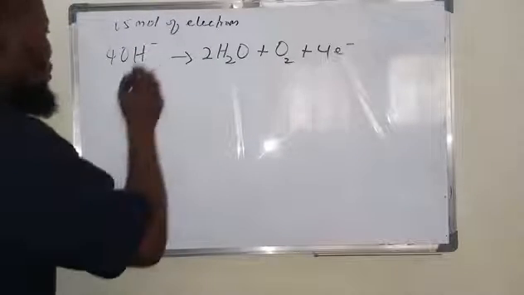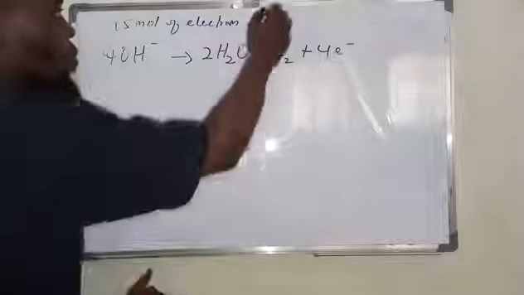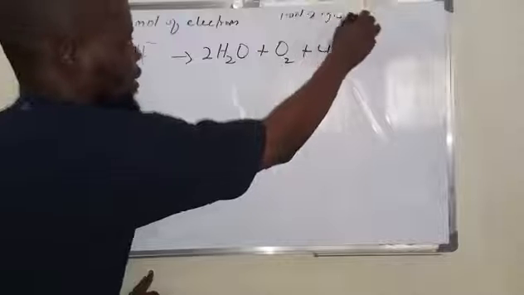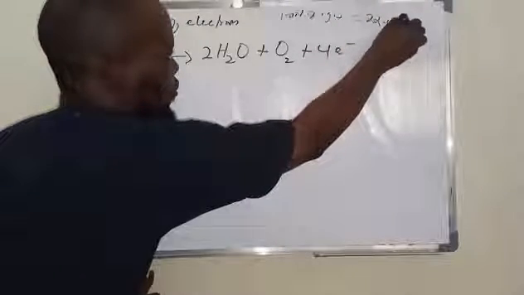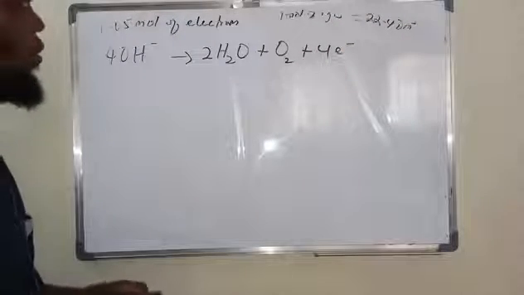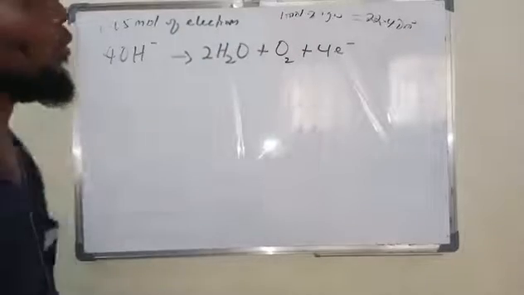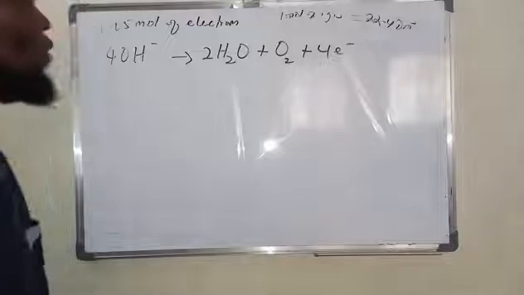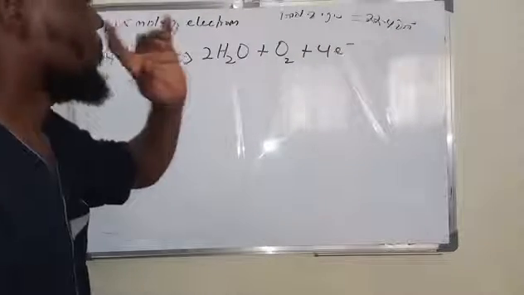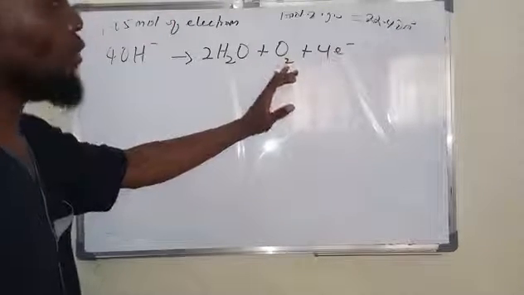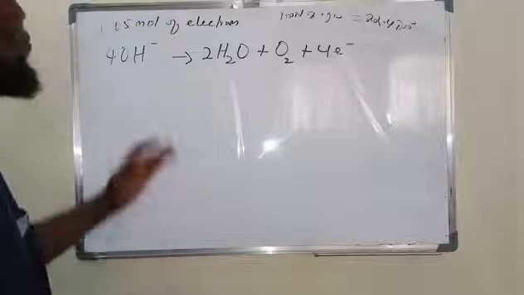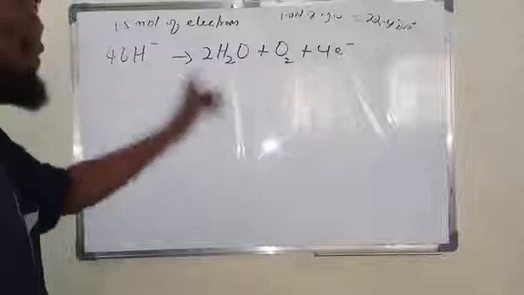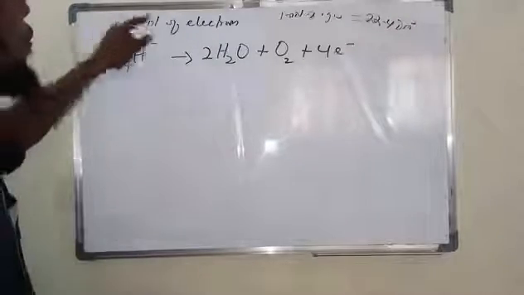And then we know as a standard that 1 mole of a gas has a volume of 22.4 dm cube. So 1 mole of a gas has a volume of 22.4 dm cube. So then, for us to know how many dm cube of oxygen is produced, we need to know how many moles of oxygen are generated by 0.05 mole of electrons.